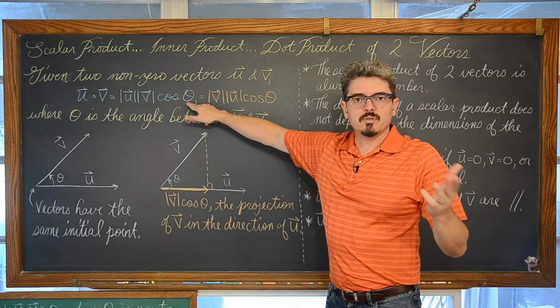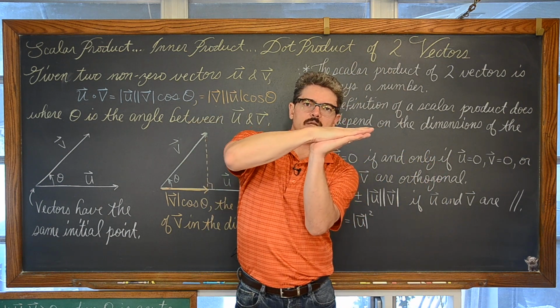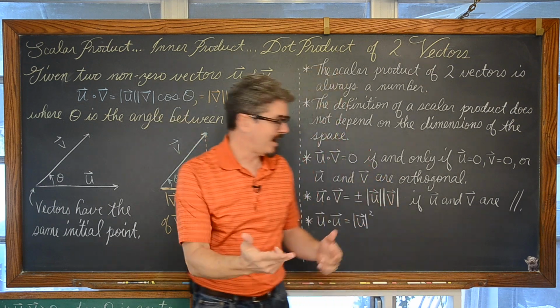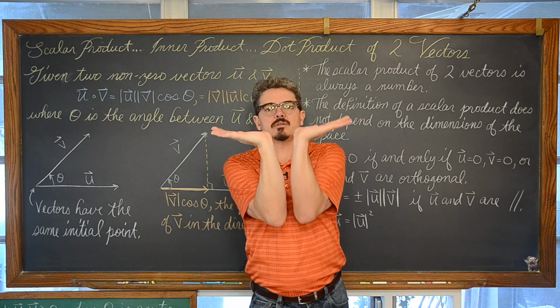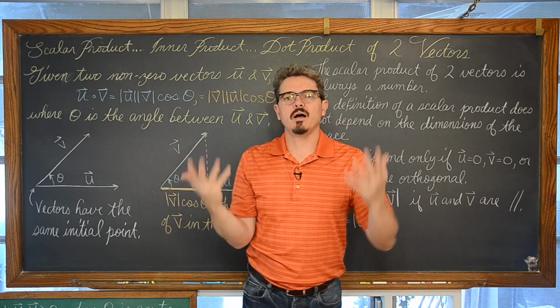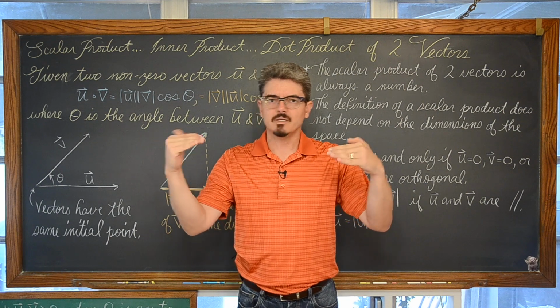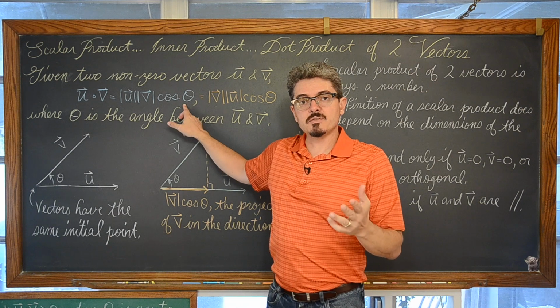What's the cosine of 0? If the angle between your two vectors is 0 degrees, then they're both going in the same direction. The cosine of 0 is equal to 1, positive 1. And if the angle between your two vectors is 180 degrees or pi radians, so they're opposite vectors but parallel, well, the cosine of 180 degrees is equal to negative 1.